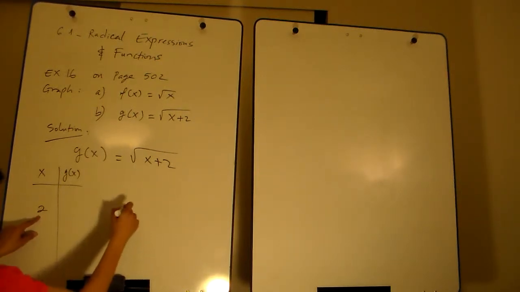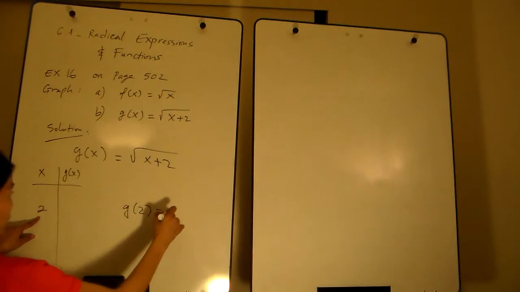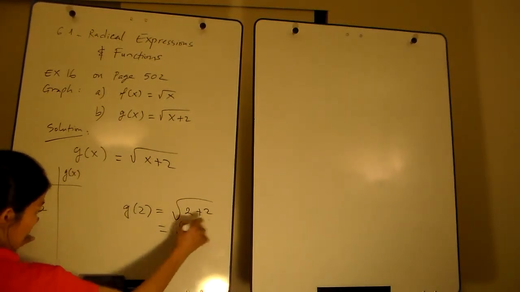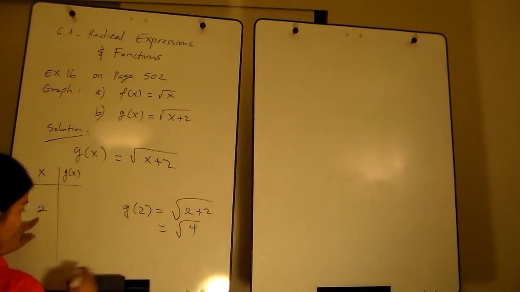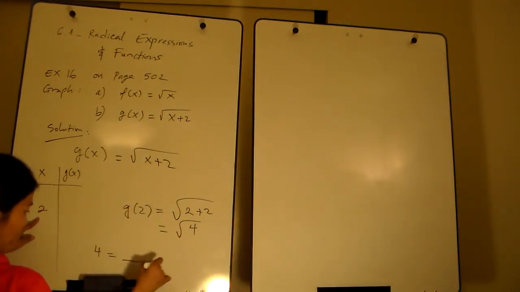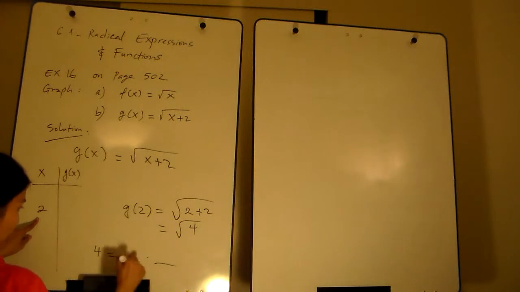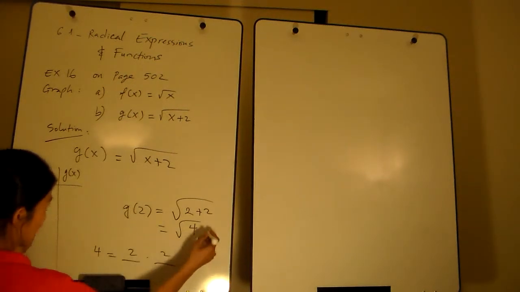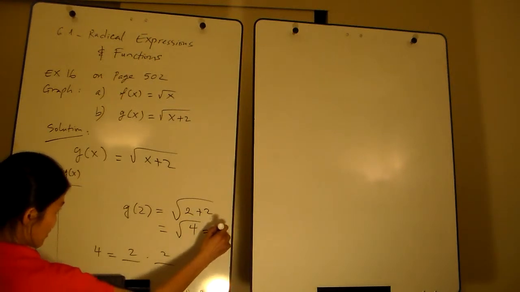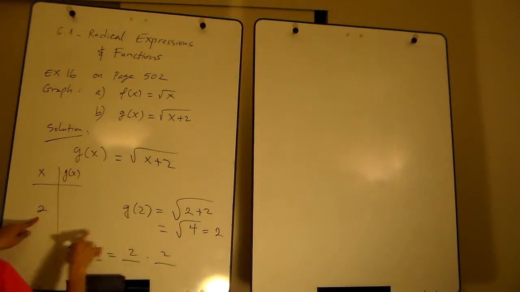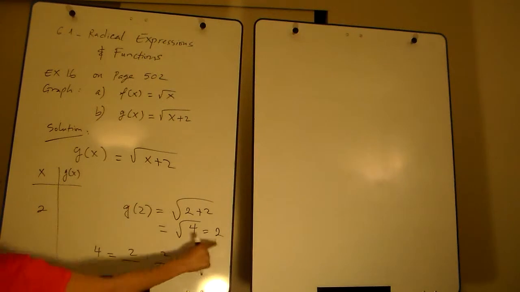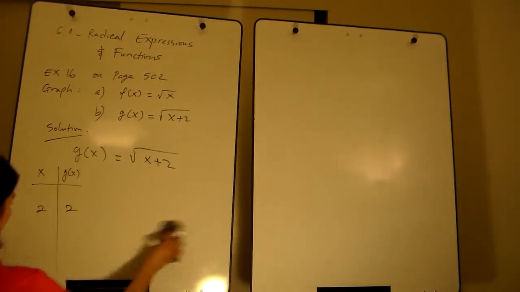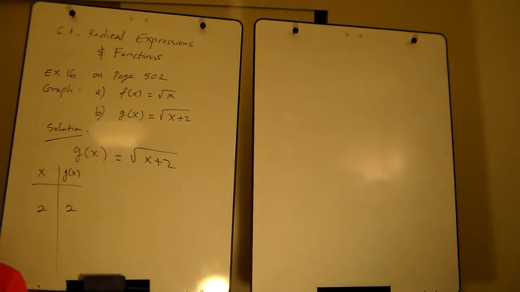The reason is that g of 2, when you substitute 2 for x, you get 2 plus 2, which is the square root of 4. We found earlier that 4 has two identical factors, 2 times 2, and the product of 2 times 2 is 4. So the square root of 4 is 2. That means at x equals 2, g of x equals 2, which is here.